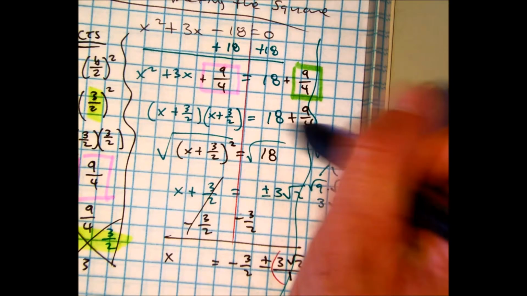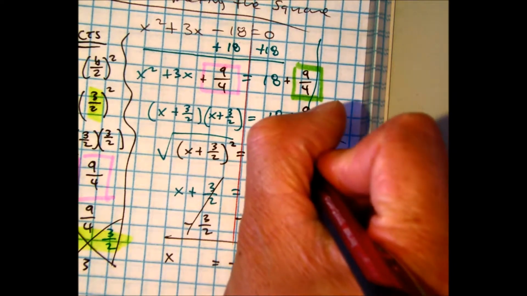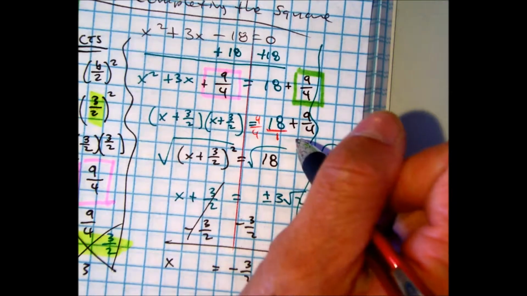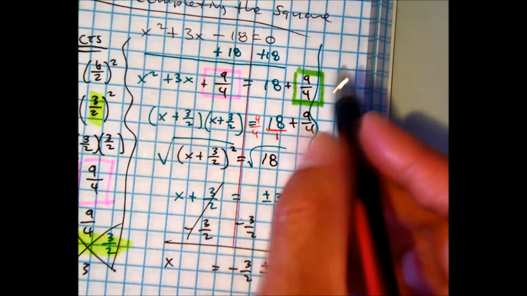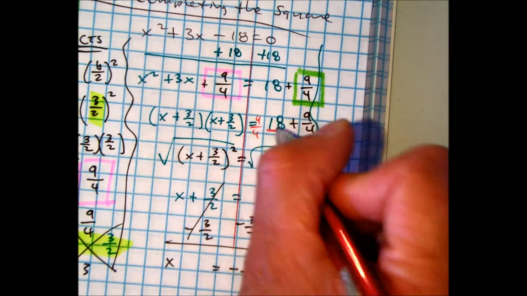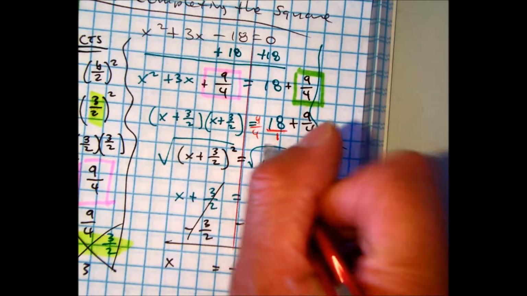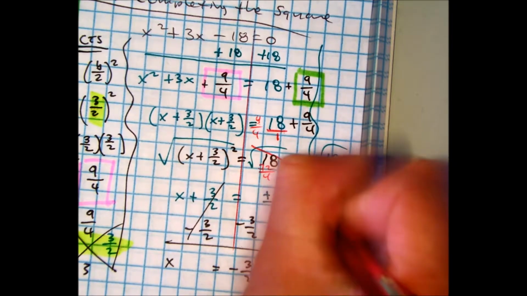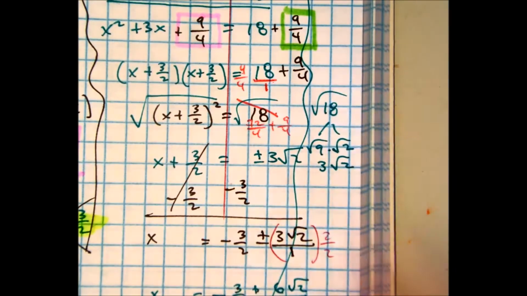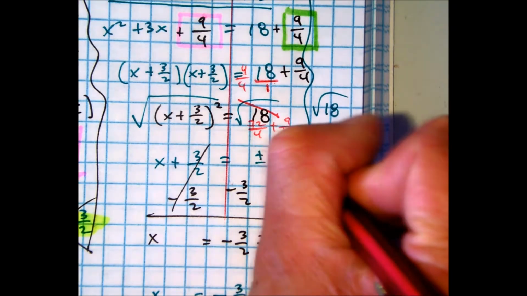Alright, so if I want to add these 18 plus 9 over 4, I'm going to have this over 1, and I'm going to multiply by 4 over 4, which would give us 72. This is 72, right? Yes? No? Yeah. 72 over 4 plus 9 over 4. And 72 plus 9 gives us what? So this should be 81 over 4.